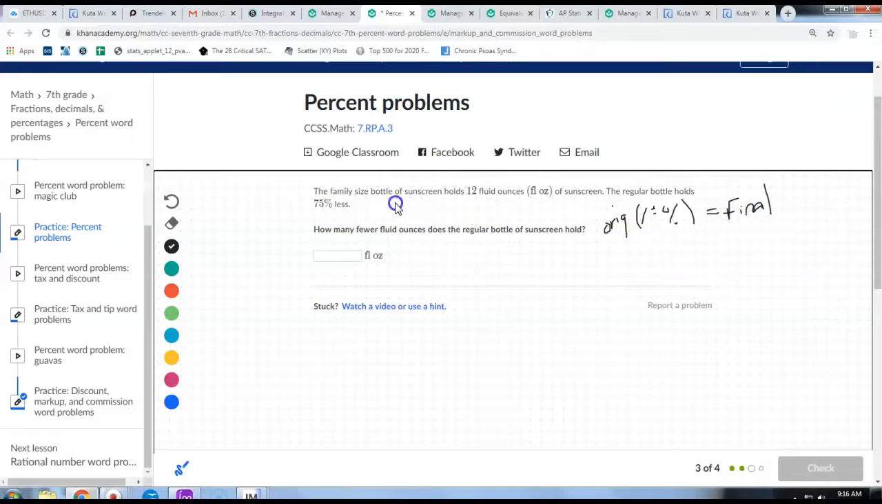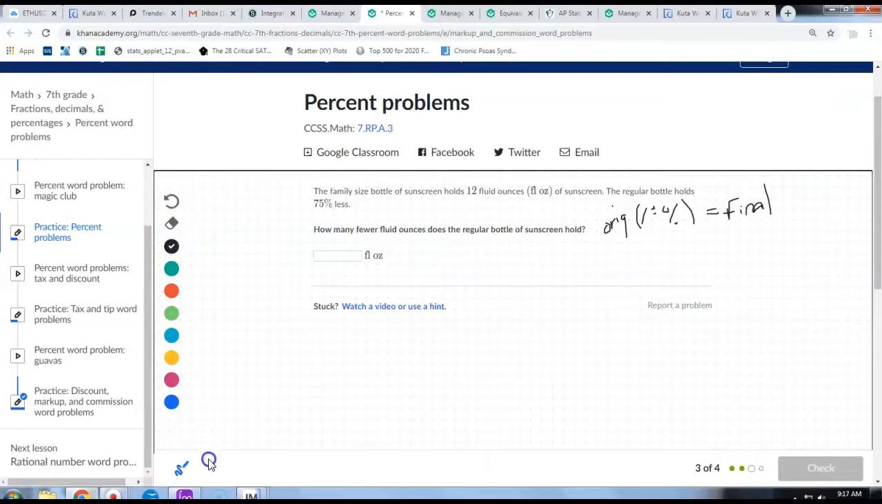I'm just thinking through which I'm going to call family and regular bottle here. I'm just going to do this with the old formula, actually.